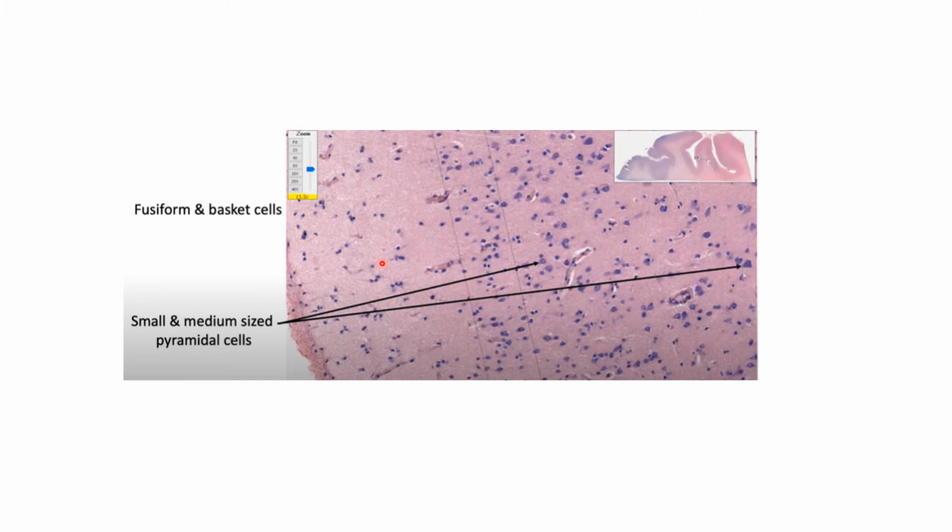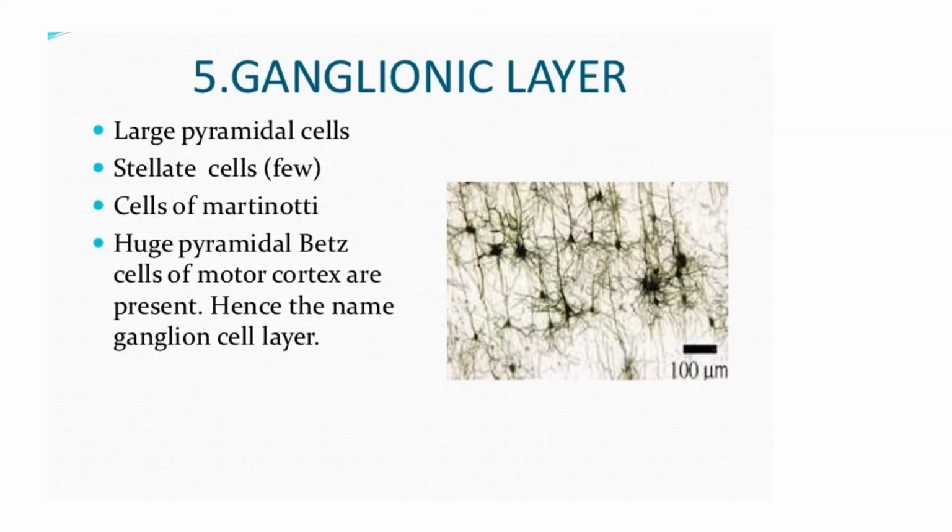What are the components of this? We will find a few of the fusiform and basket cells, plus small and medium sized pyramidal cells. So in the first layer, it was the plexiform, second was the outer granular layer, and the third one is the pyramidal cell layer, which has the small pyramidal cells.